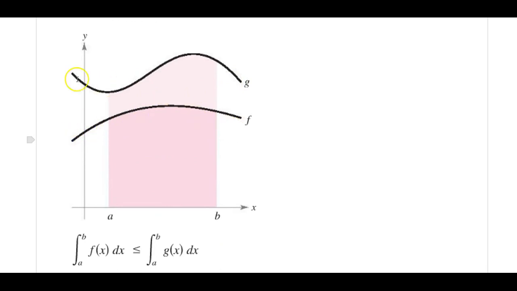So this is my f and this is my g. Since these are both positive, the definite integral is going to represent the area between the curve and the x-axis. So this darker pink area is the integral of f, and you can see that from here all the way down to the x-axis would be the integral of g. So it makes sense that those integrals would preserve that inequality. So the integral from a to b of g of x is definitely going to be higher than the integral of f of x because it's got more area under it.